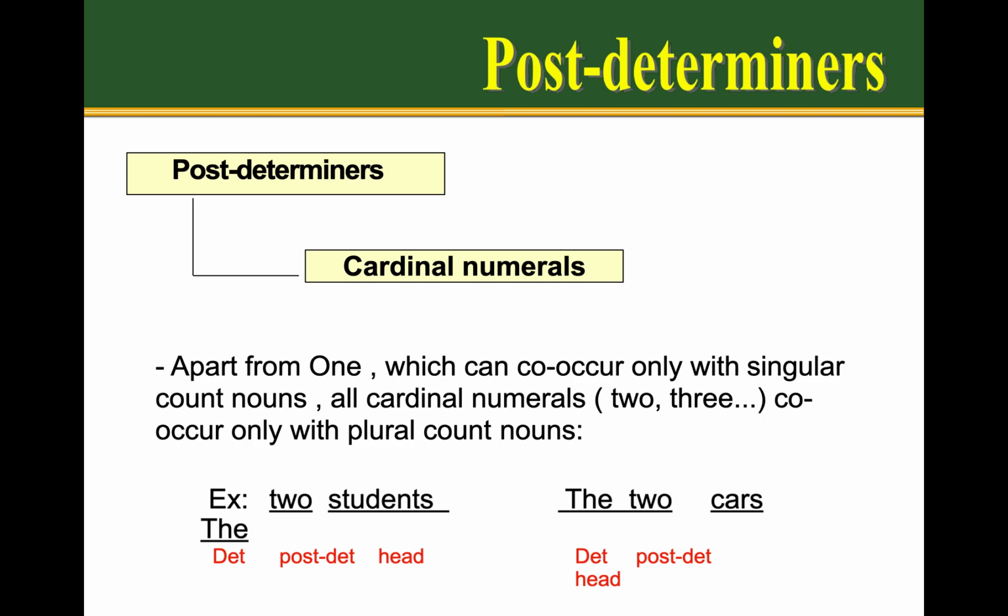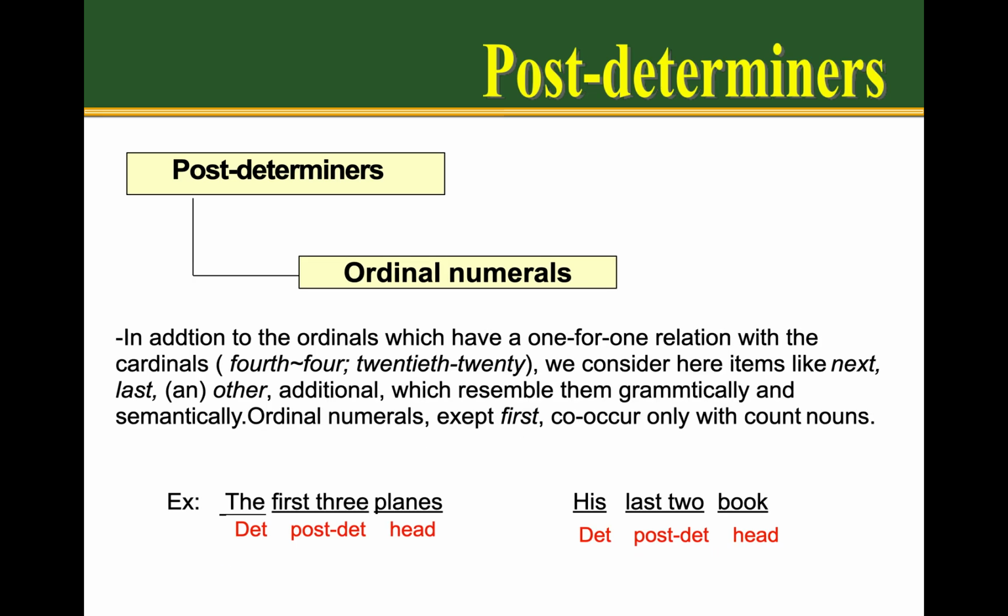post-determiners. Apart from one, which can co-occur with only singular count nouns, all cardinal numbers, 2, 3, co-occur only with plural count nouns. So two students, the two students: the is a central determiner, two is a post-determiner, student is the head. The two cars: the is a central determiner, two is a post-determiner, car is the head.